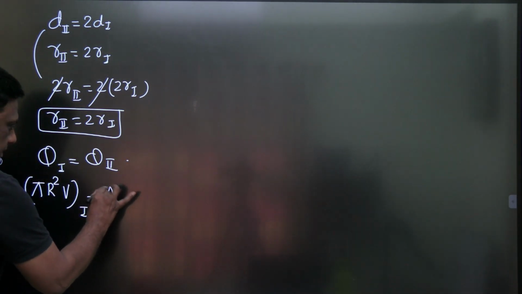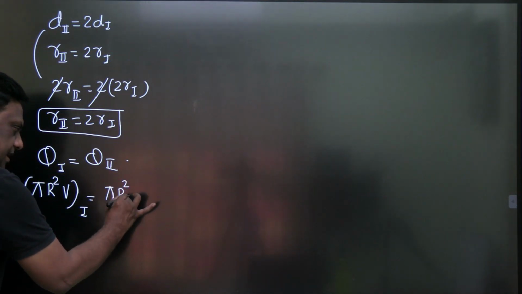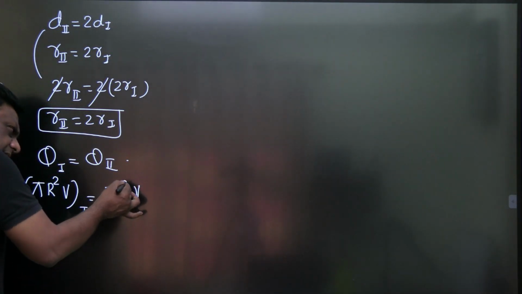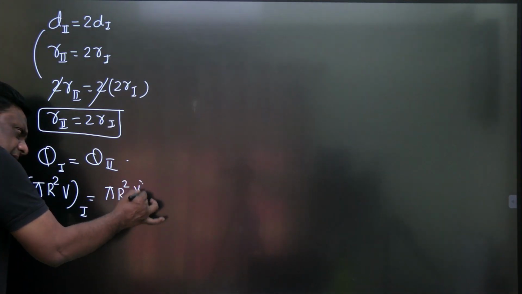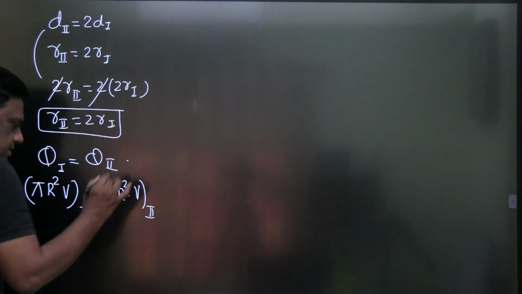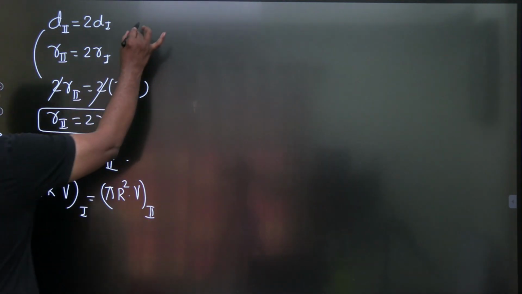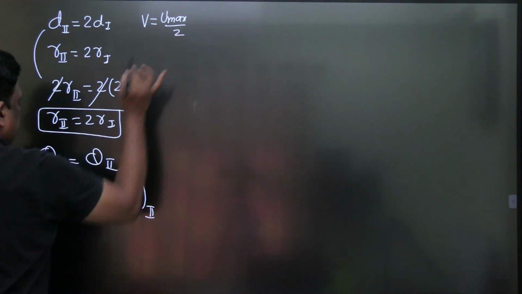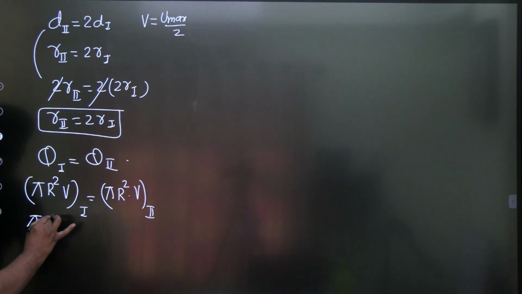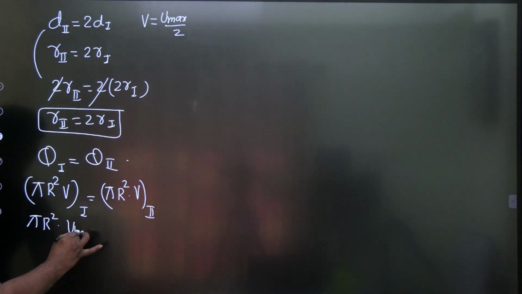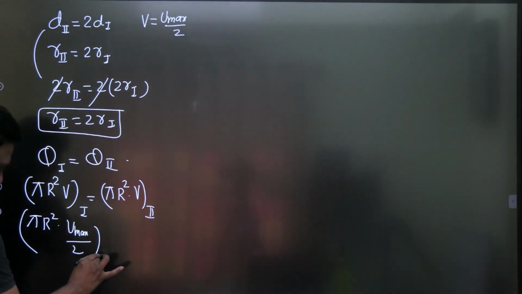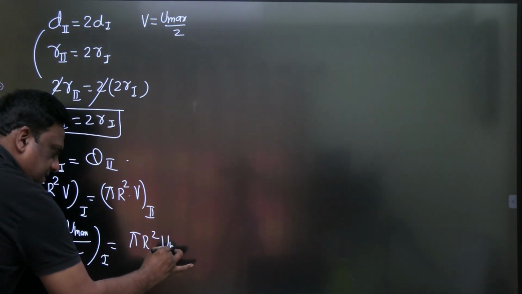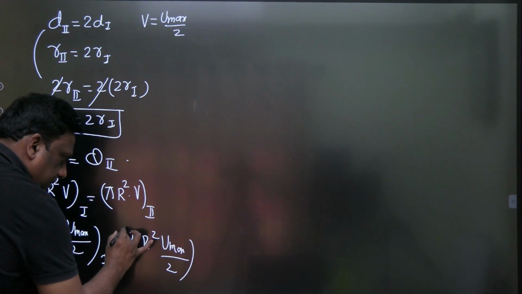This is for the first pipe, and that is equal to pi r square into average velocity. Whenever I multiply the complete area with velocity, it will be average velocity. And you also know for laminar flow, the average velocity is half of the maximum. So pi r square into u max by 2 for the first pipe, and that is equal to pi r square into u max by 2 for the second pipe.